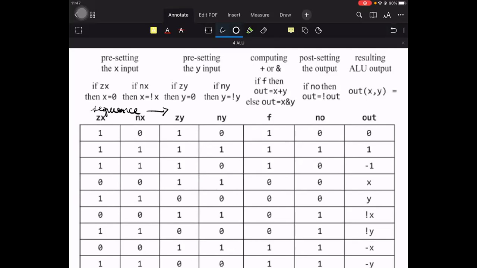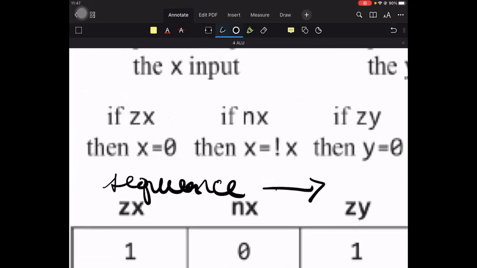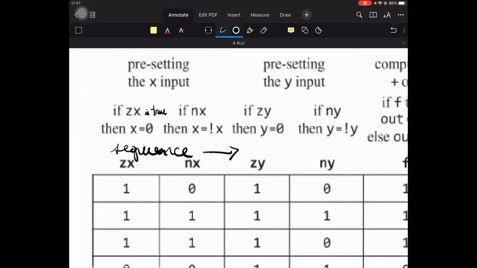So what would happen if ZX is 1? If ZX is true, then it converts the input X into all zeros. Okay?